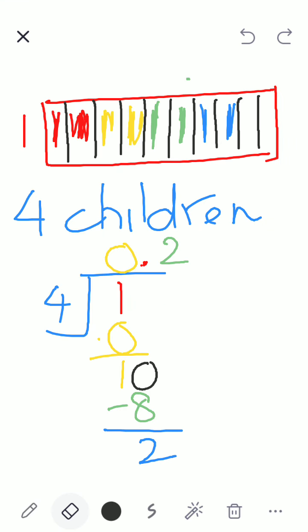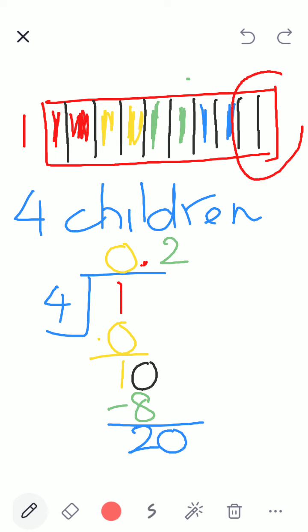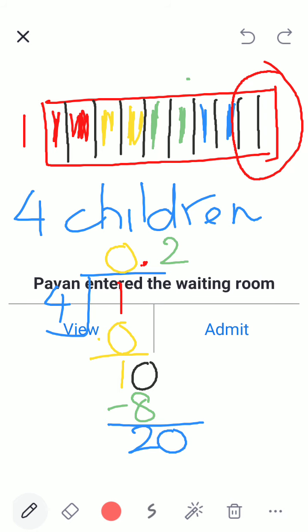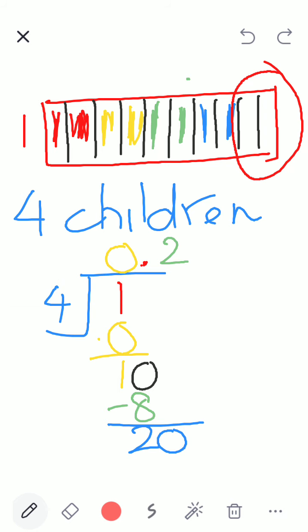When I add a zero here, it means I'm dividing this balance. These two are balanced, right? These two pieces, what I've circled. I'm further dividing them into 10 equal pieces each. That means I will further divide this into small pieces.